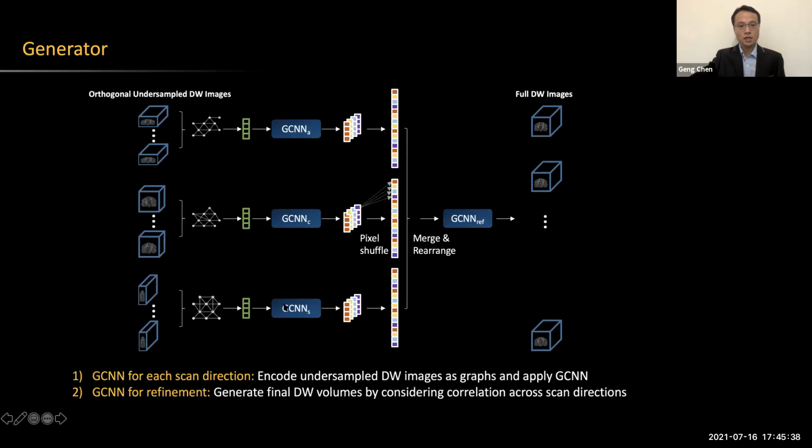This is the network architecture for the generator. We have three parallel branches for different views. For each, we use different graph convolution neural networks to predict the corresponding fully sampled data in this view. And then at the second stage, we merge the predictions from the last stage, and then use another graph convolution neural network to generate the final diffusion weighted values by considering the correlation across the scan directions.